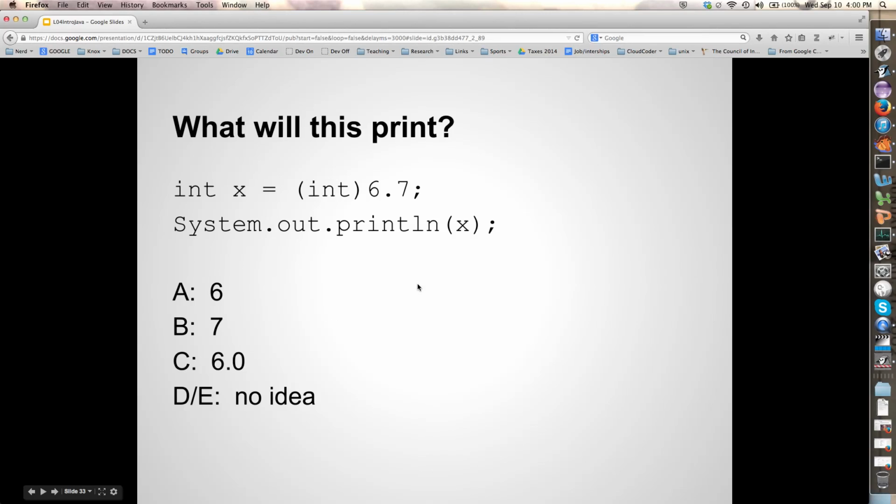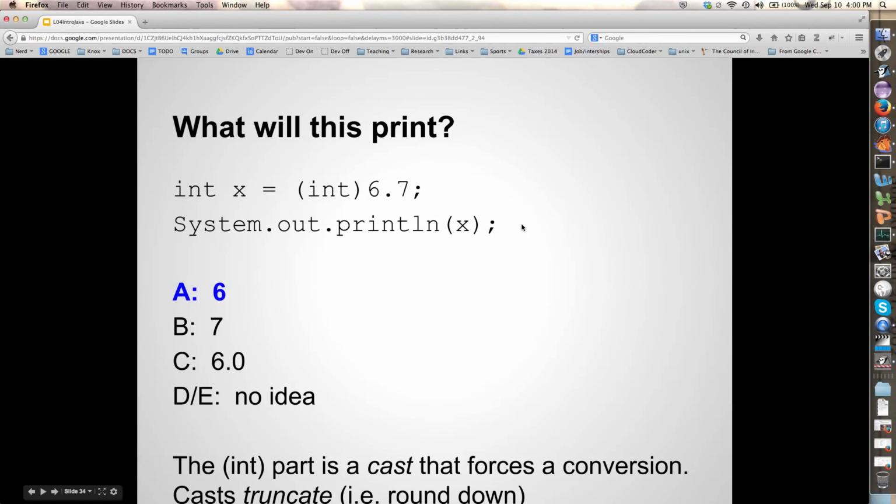So here's a guess. We haven't explicitly covered this, but what do you think this is going to print? Go ahead and try this out on the Moodle. If you came up with 6, you're correct. This int part here is the explicit acknowledgement by the programmer saying, hey, look, I know 6.7 is a double and that you have no way of accounting for this 0.7, but that's okay. I would like you to throw away the 0.7 and just give me the integer part 6.